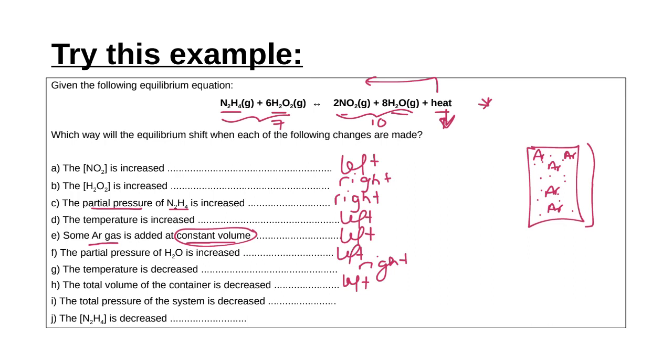Total pressure is decreased. Okay, so again, your brain might work better in pressure or volume. Mine works better in volume. If the pressure is decreased, this is an inverse relationship. That means my volume has gotten bigger. I have more space. I need to shift to the side that makes more molecules. I'm going to shift to the right side. And lastly, the concentration of N2H4 is decreased. We're going to try to make up more of it then. We're going to shift to the left side.